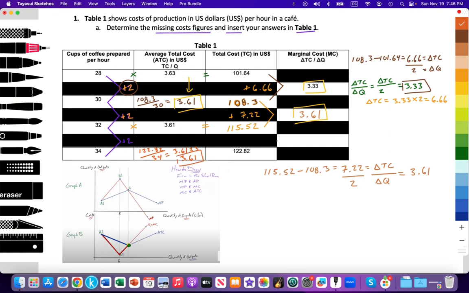Okay, what's the change here? What is the change? 122.82 minus 115.52. That's going to show us that we're going up by a unit of 7.3 divided by 2. 7.3 divided by 2 is 3.65. So here, the marginal cost is greater than the average.